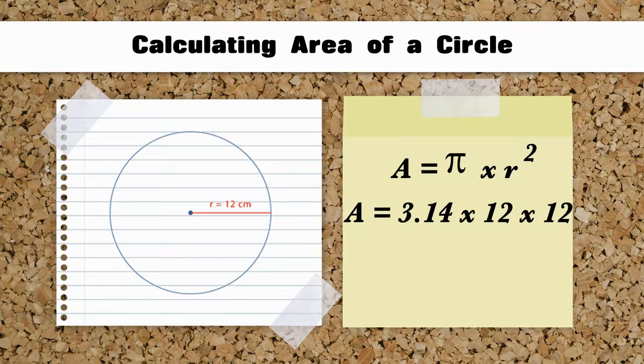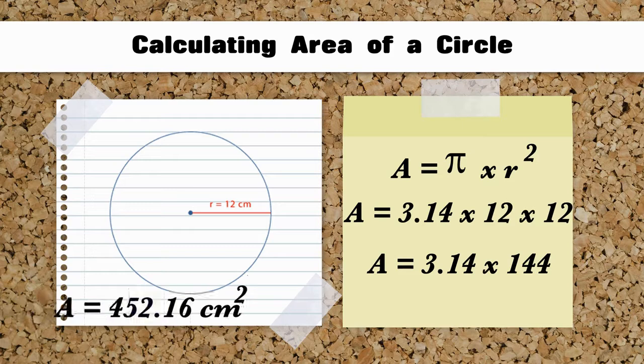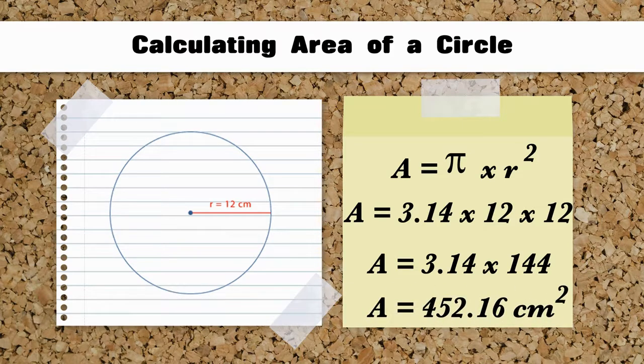That number is 144. So it brings our new equation to 3.14 times 144. When we calculate that, we should get 452.16 centimeters squared, or square centimeters.